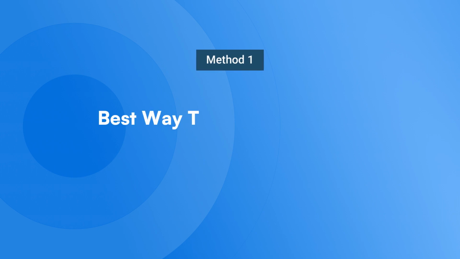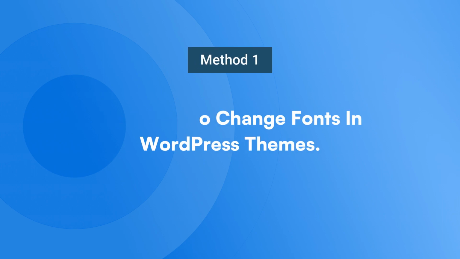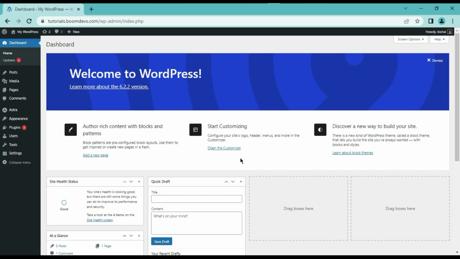Method 1. Best way to change fonts in WordPress themes. Changing the fonts in your WordPress theme can be easier if your theme has a font customization feature. From the Themes Customize option, you may change your font. Follow my instructions to change the font.